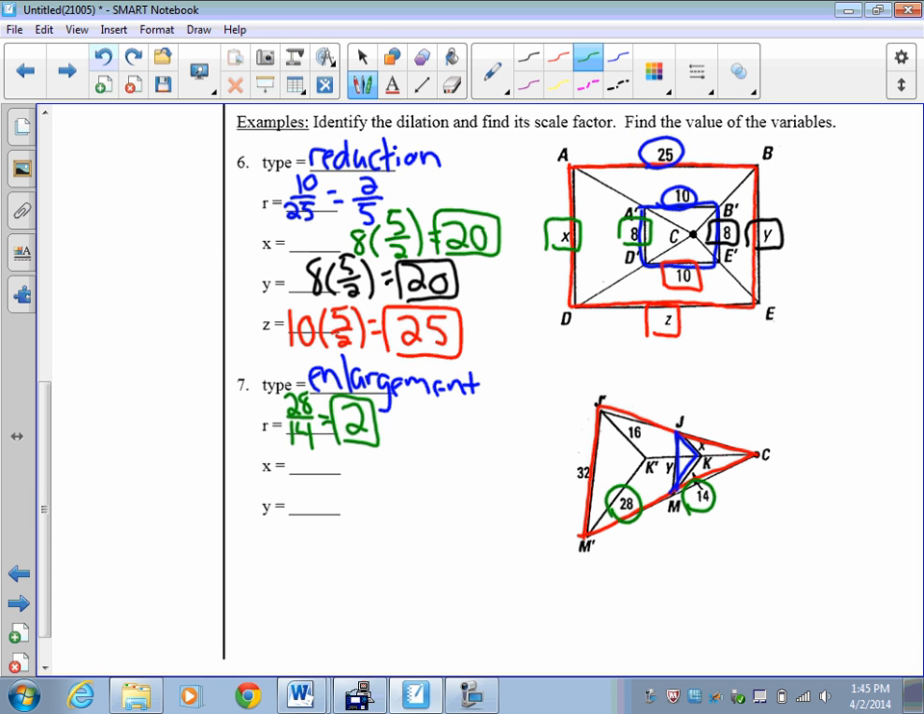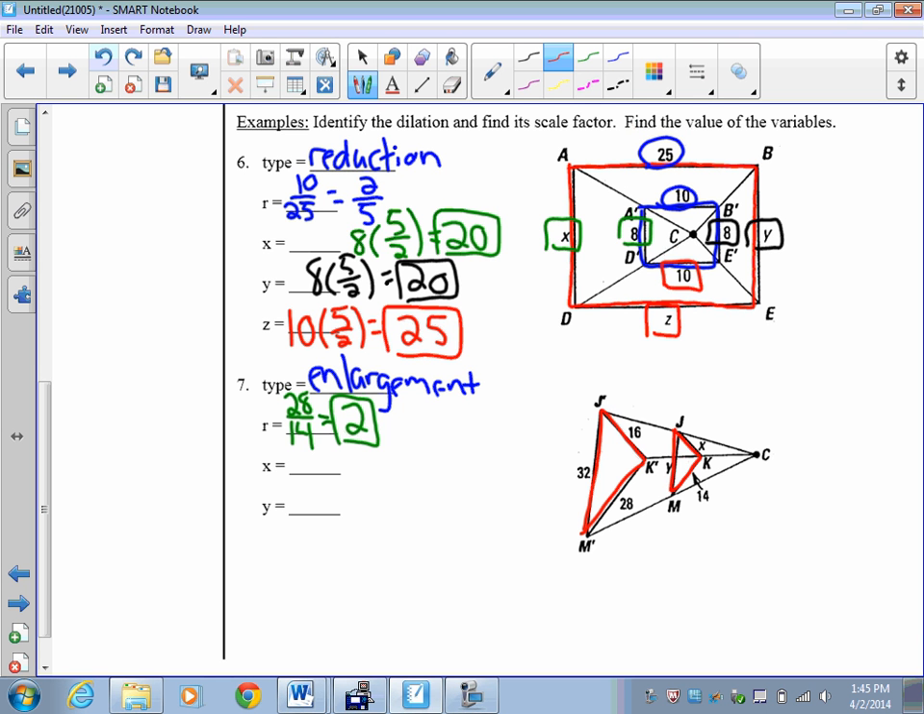I just noticed that I didn't mark the image correctly. This right here is the image, and the pre-image, which I'll also do in red, was right here. Doesn't change anything else that I've done.